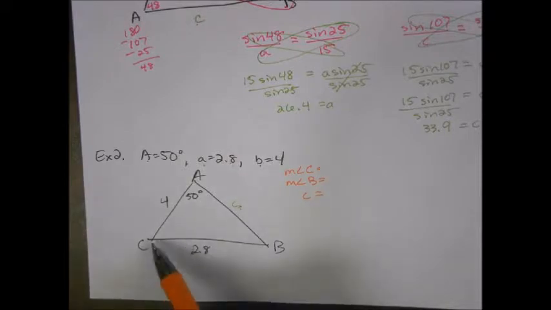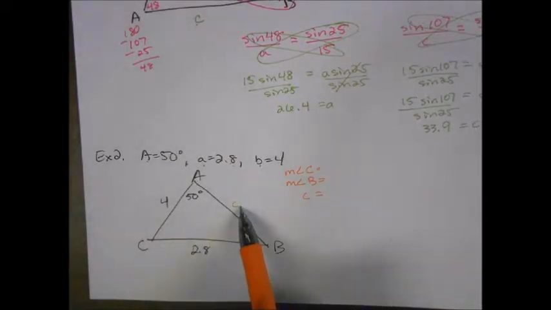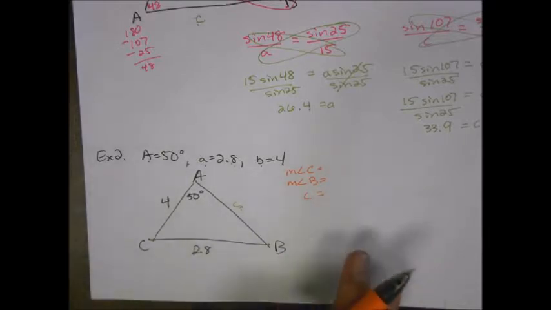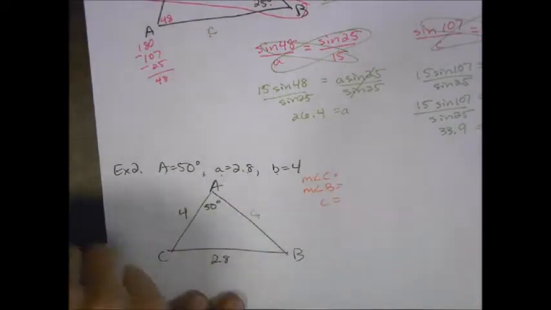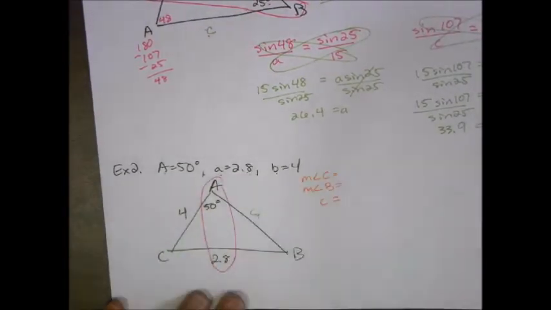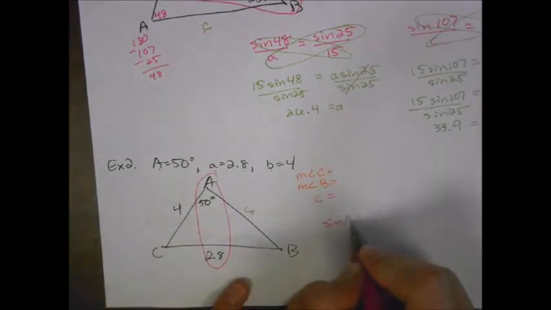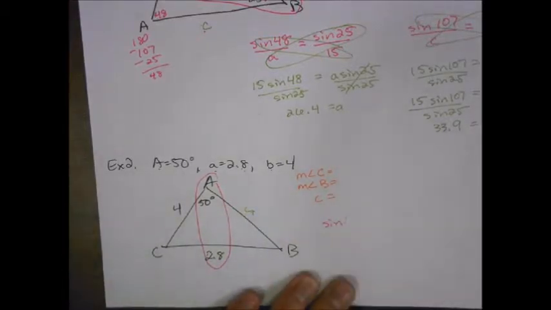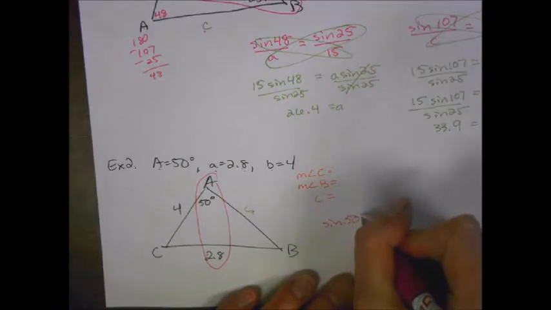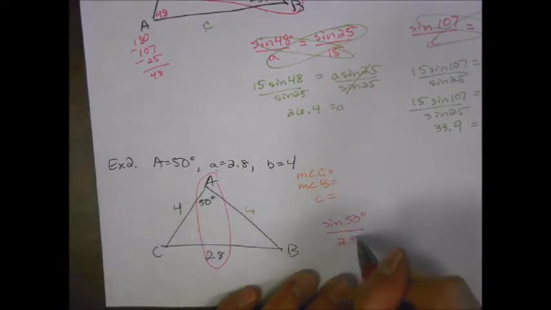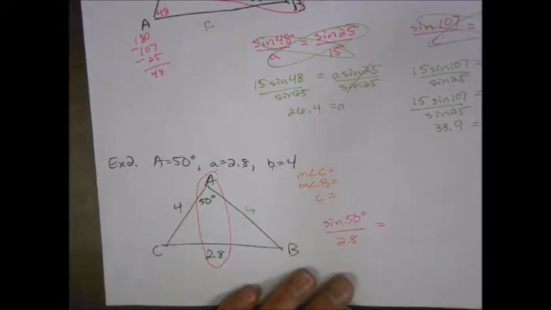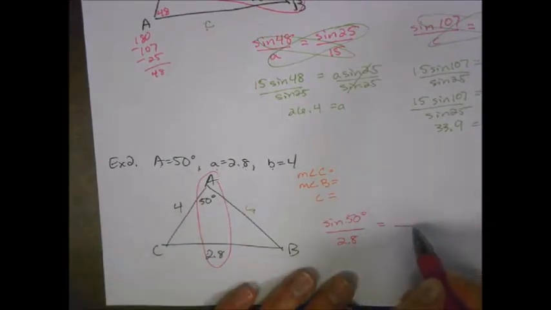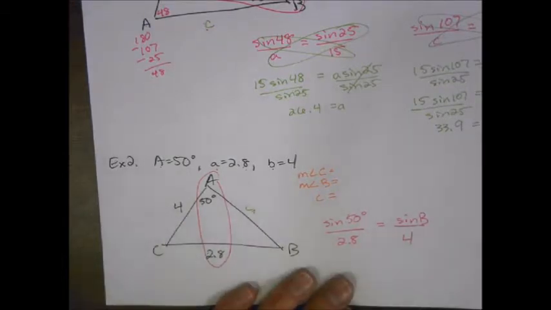Now I notice that I don't have angle C or side little c, so I'm not going to be able to do anything with that because that would give me two unknowns. So this means I have my pair here, so I'm going to have to use A. So sine A, which is 50 degrees, over 2.8 equals. Now for B, I have side B. I don't have angle B, so sine of angle B over 4.